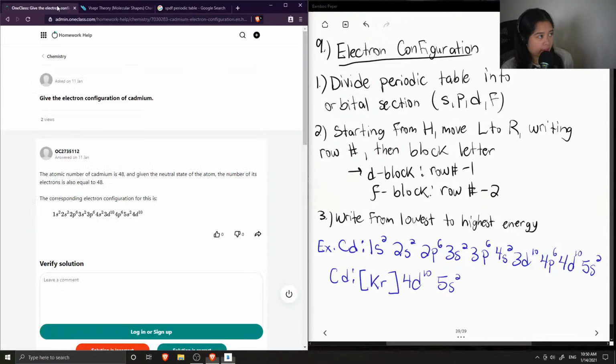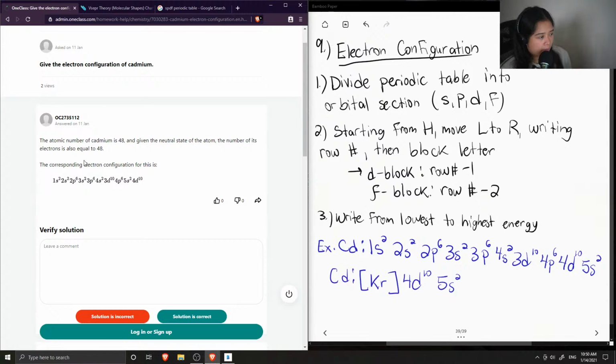Okay, so let's see what the junior tutor said. The atomic number of cadmium is 48, and given the neutral state of the atom, the number of its electrons is also equal to 48. The following electron configuration for this is the following: 2, 3d10, 4p6, and they have 5s2 first, but that's okay as well since we have a full d orbital anyways. So this solution is correct.